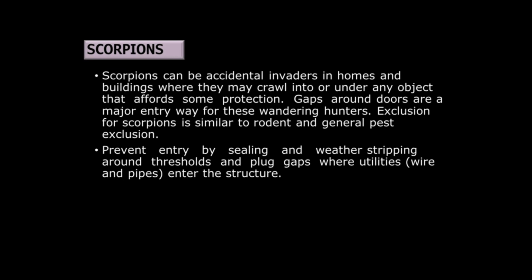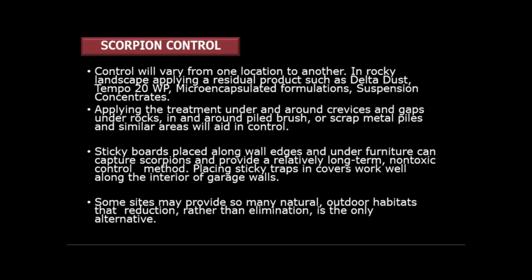Scorpions can be accidental invaders in homes and buildings where they may crawl into or under any object that affords some protection. Gaps around doors are a major entryway for these wandering hunters. Exclusion for scorpions is similar to rodent and general pest exclusion. Prevent entry by sealing and weather stripping around thresholds and plug gaps where utilities, wire, and pipes enter the structure. With scorpion control, control will vary from one location to another.